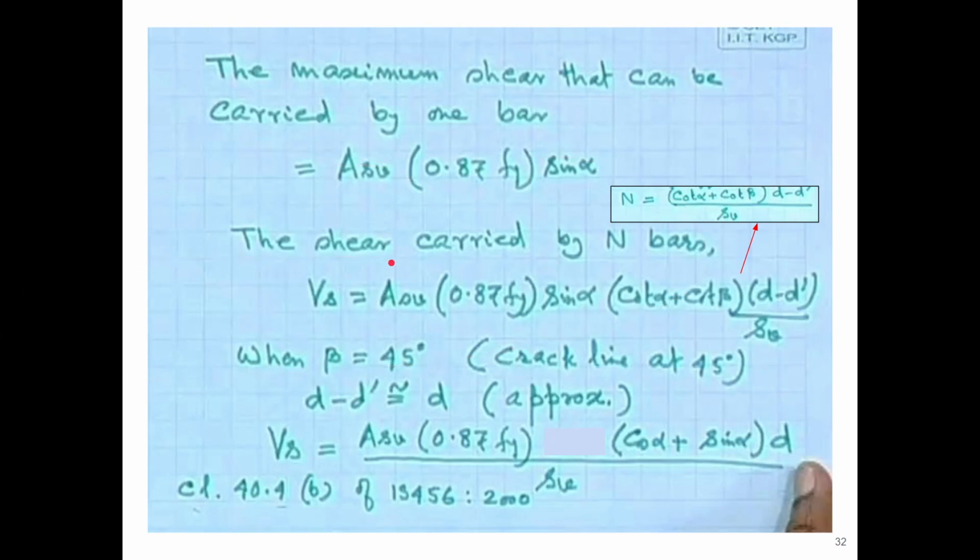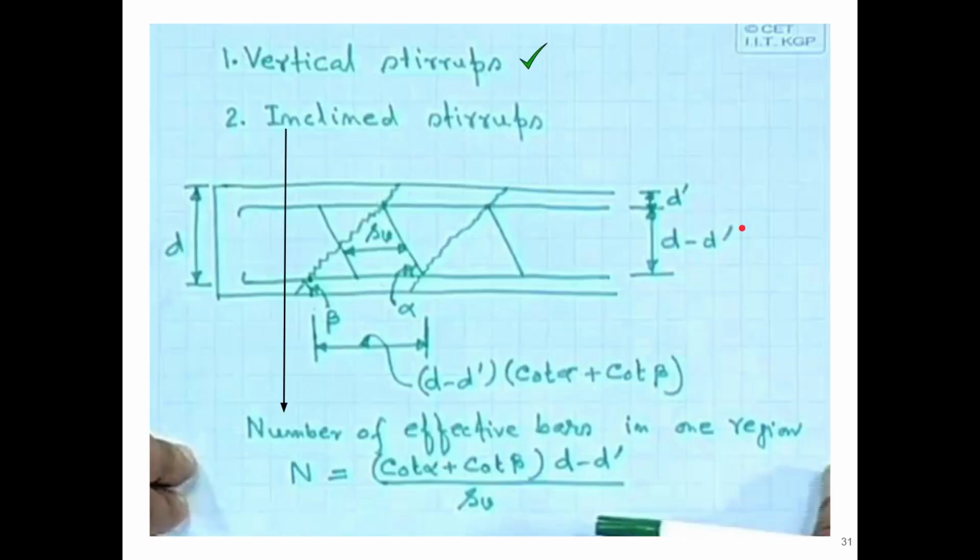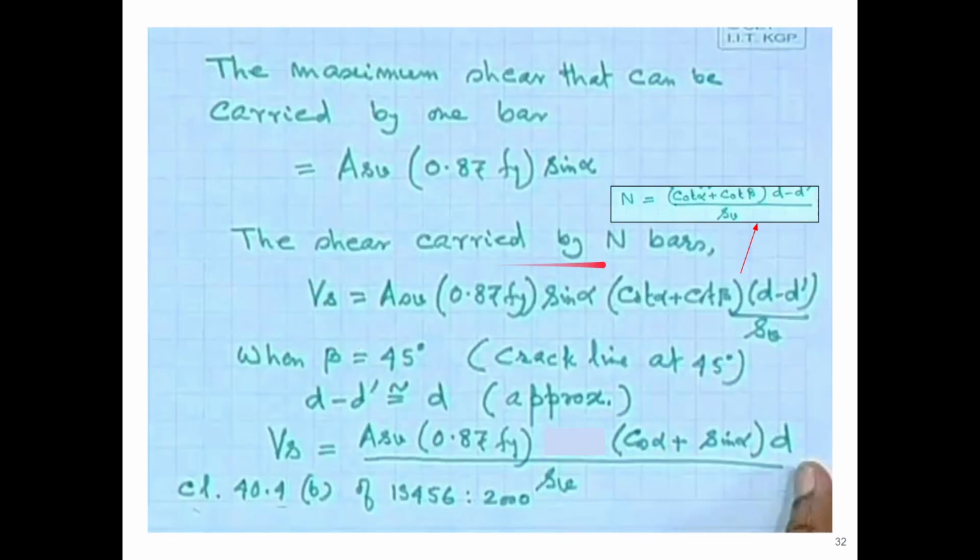So that is for one bar, and for n bars, where n is equal to cot alpha plus cot beta into d minus d prime by sb, the shear carried by n bars will be ASV into 0.87 Fy sine alpha into n. Which becomes ASV into 0.87 Fy into sine alpha into cot alpha plus cot beta into d minus d prime by sb.